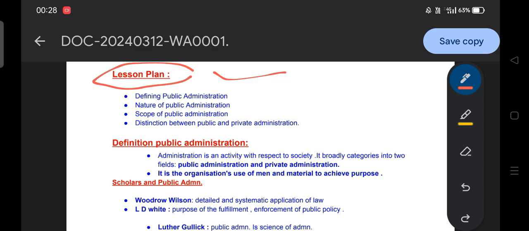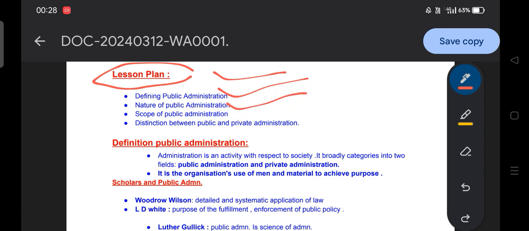After covering this session, we will be able to understand the definition of public administration given by different scholars. Although I am not including questions like who said what regarding public administration, the basic question asked in examinations is regarding the definitions given by different scholars.